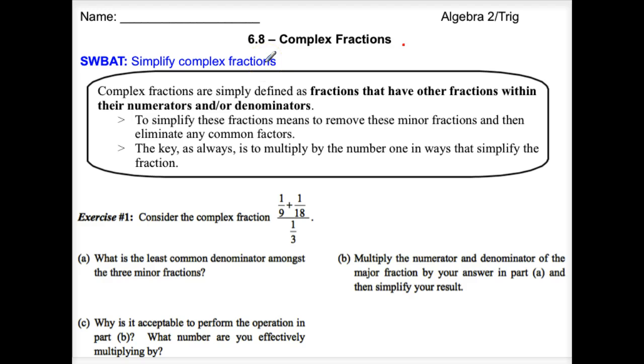Yes, I know this is all of your favorite topics of fractions. Oh, come on, guys. I am being sarcastic. Yes, I know how much you love fractions.